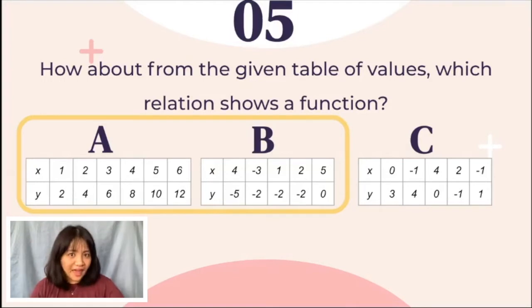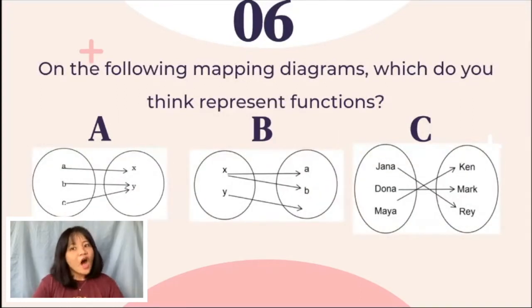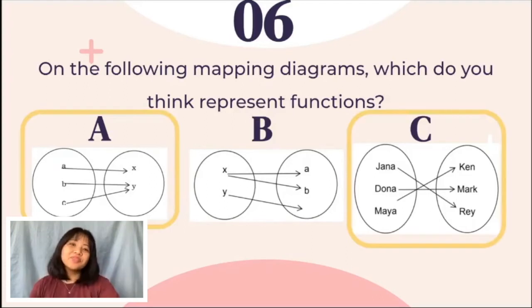So, let's move na to our sixth statement. For the sixth statement, just determine between the three options, alin doon ang functions. So, here, on the following mapping diagrams, which do you think represents functions? Again, you can have more than one correct answer. I'm going to give you 5 seconds. 5, 4, 3, 2, and 1. Time's up na. The correct answer is the relations A and C.